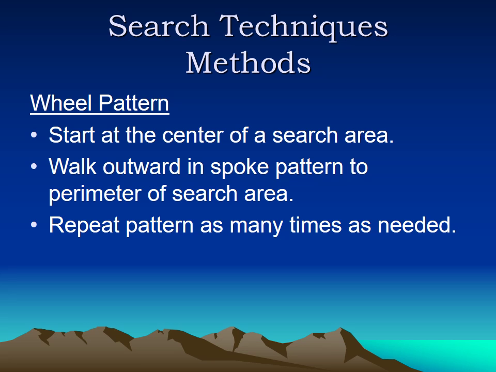The wheel search method begins with searchers starting at the center of the search area. They search outward along the spokes of a wheel until they reach the perimeter of the search area. This pattern can be repeated as many times as necessary to achieve a high probability that the search area has been well searched.